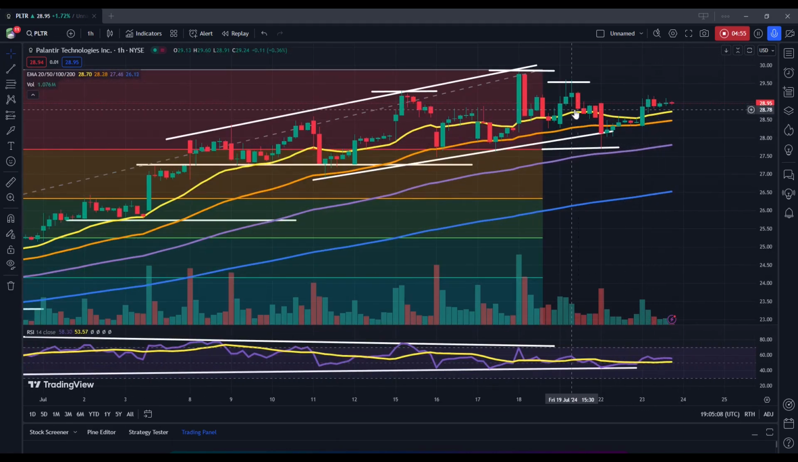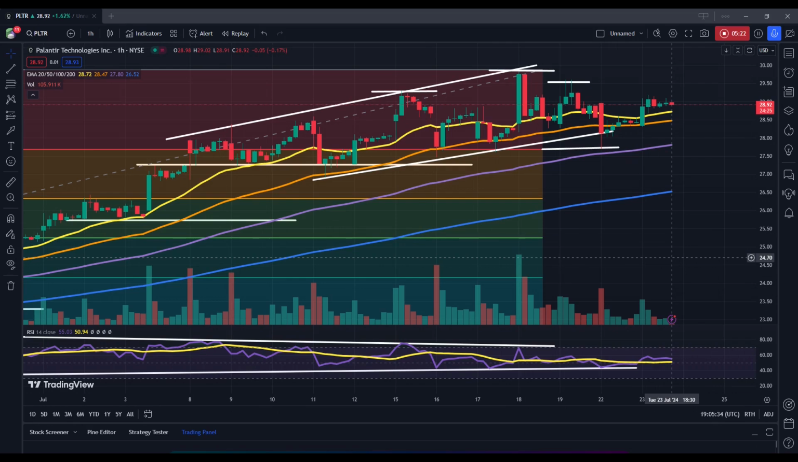To the top side, the next resistance zone really does come in at 29.60. This is a level that was tested two different times in anticipation of this $30 mark. And then from there, we have to look at this 29.83 level as a potential supply zone that could start to develop if we do start to see a more forceful approach of this $30 mark.